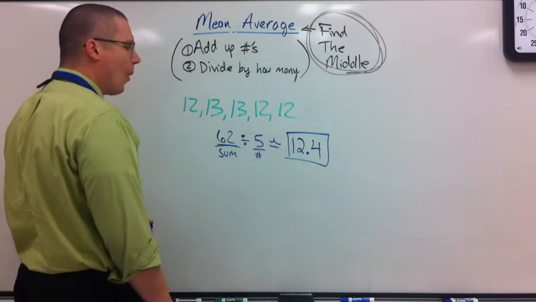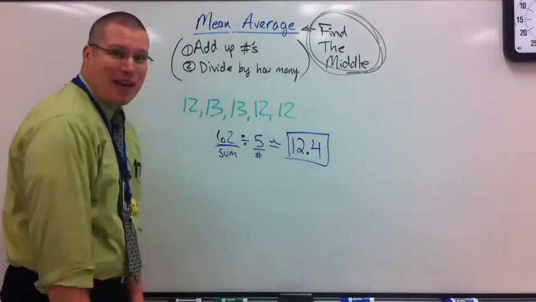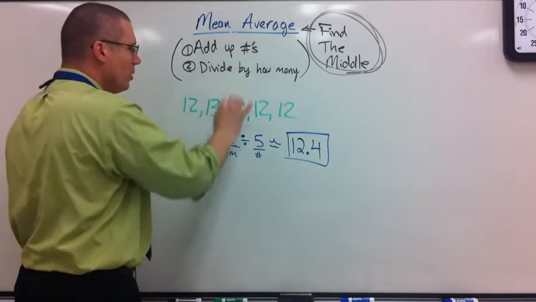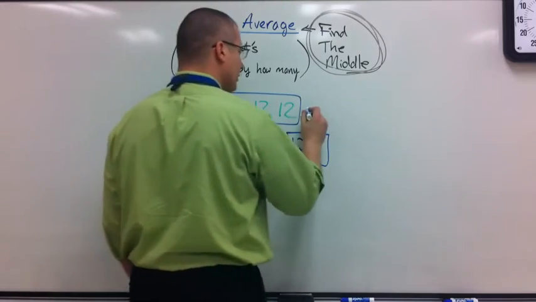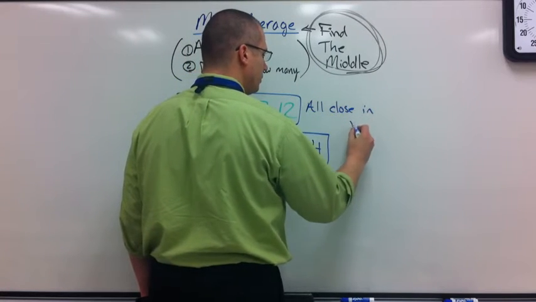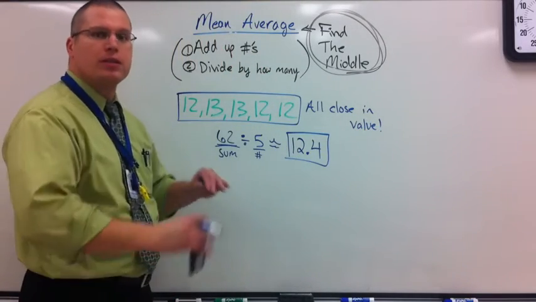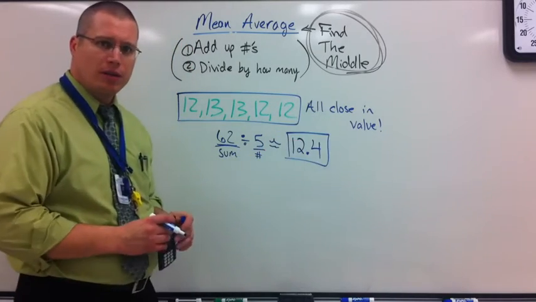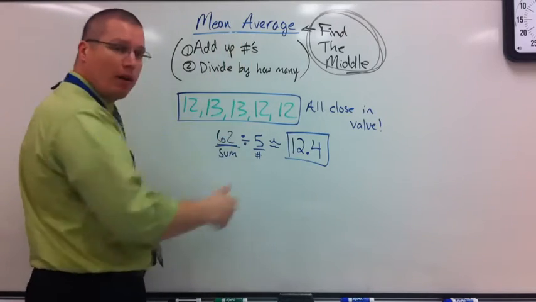Why does this work? Kids will say, because you used all the numbers, because this is how to do average. Remember, there are 3 averages: mean, median, mode. Why does this one work with this set of numbers? Here's why. The mean works when all of the numbers are close in value. Look, they're all roughly the same number. That's when the mean works.